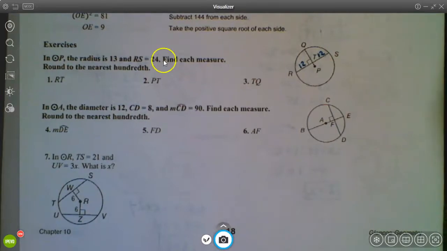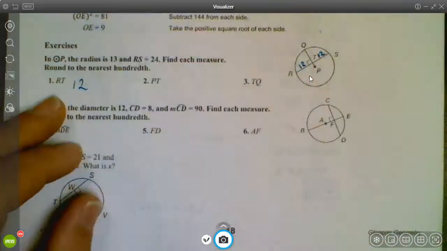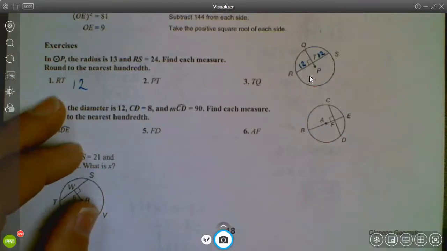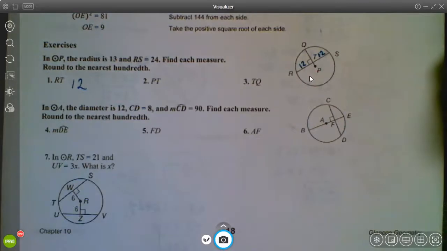So what can we do with all that? Guys, this is one that really trips people up. Let me do the easy ones first. RT. We just figured out that RT is 12, right? Because the chord was bisected. RT has to be 12. What about PT? How am I supposed to get that length? That one's a tricky one. And then they want us to get this guy, TQ. So basically, here's the radius, PQ. All right, that's the radius. So they want us to find each little portion of that radius.